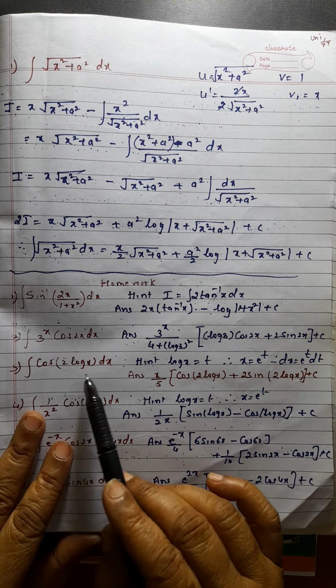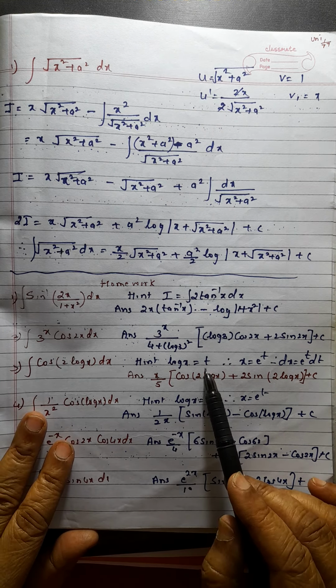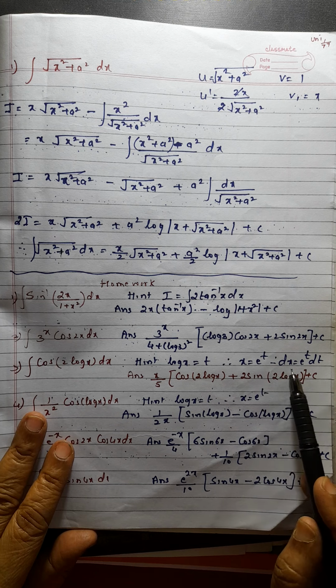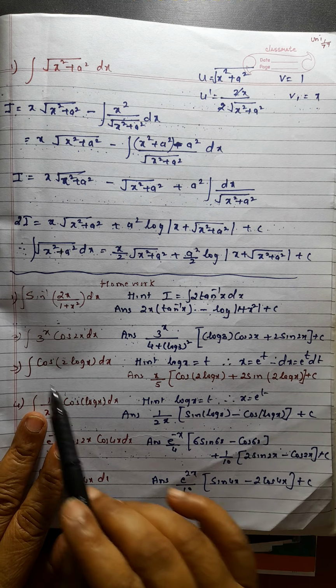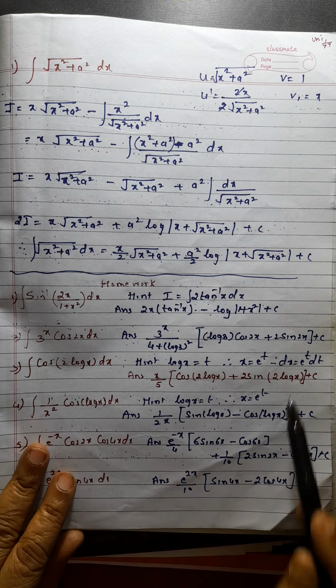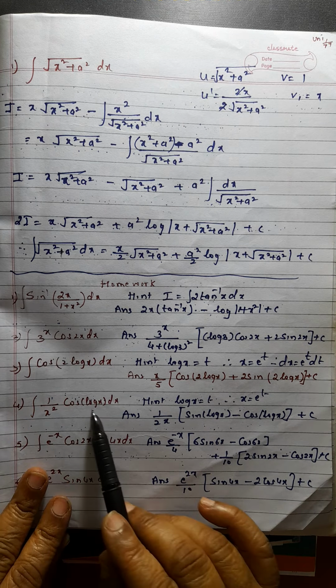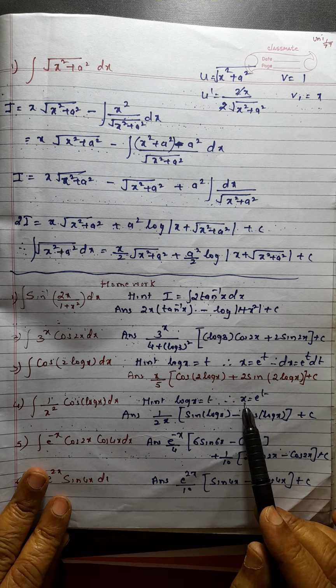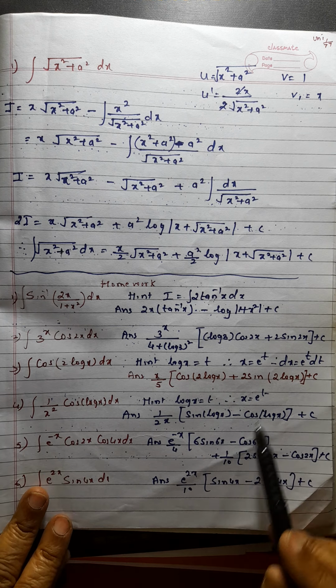Now in this problem you substitute log x as t. So x will become e raised to t, so dx will be e raised to t dt. And substitute, this will be cos 2t, and apply the formula, you will get this answer. Here also you substitute log x equal to t, x equal to e raised to t, the answer is given.